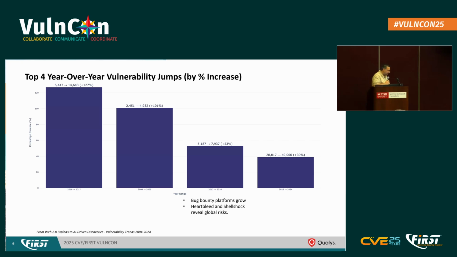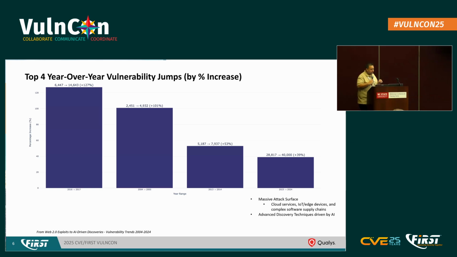And rank 3, which is 2013 to 14, that is the year that was still higher than last year, a 53% jump, and mainly because two big bug bounty programs, HackerOne and BugCrowd, started at that time. Plus, we had Heartbleed and Shellshock.